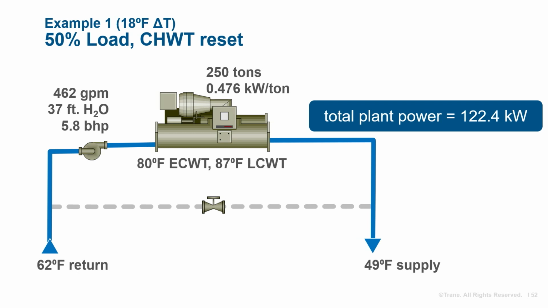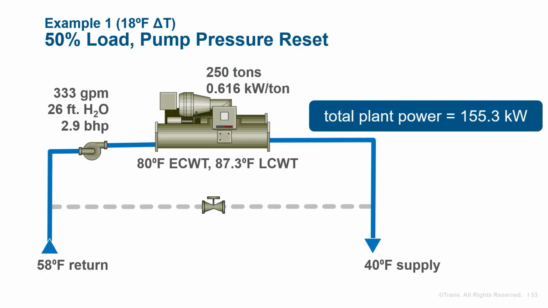This is due to the higher flow rate and lower delta T that is caused by the higher chilled water supply temperature. Next, let's look at what happens if we reset pump pressure instead of chilled water temperature. In this case, the chilled water supply temperature is still at 40 degrees, and we're maintaining the design delta T. This lowers the flow rate and pump power compared to the previous example.